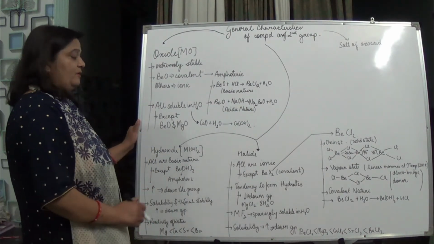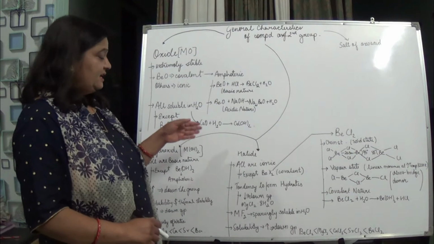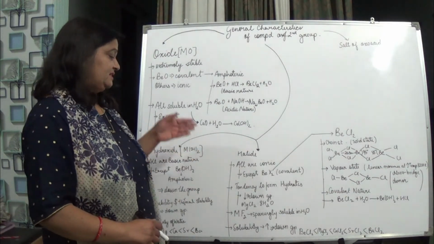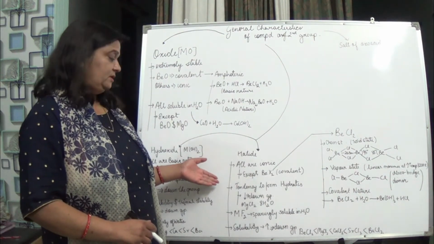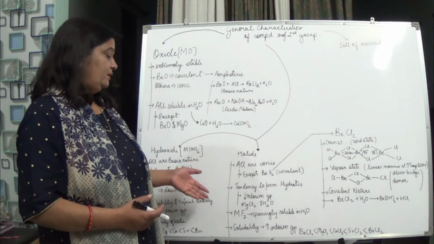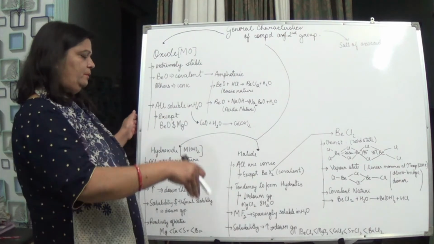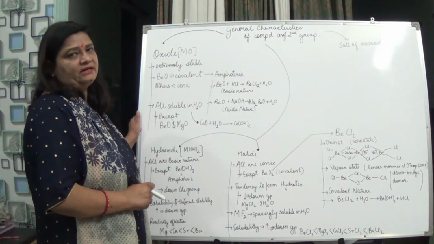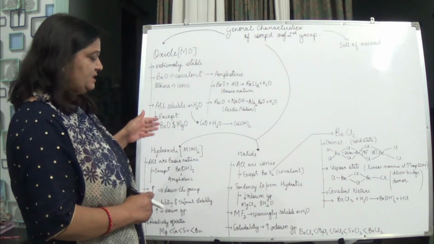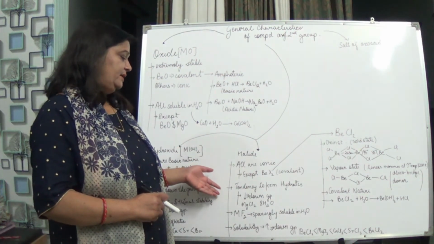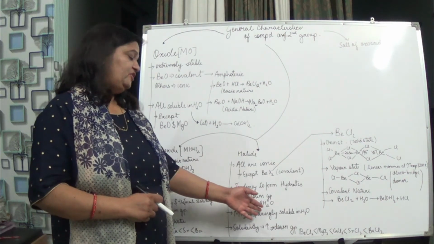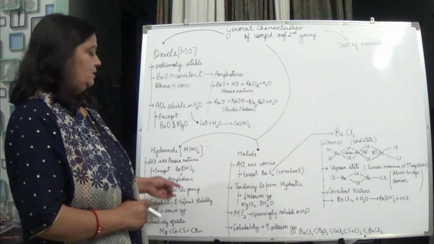Now when we talk about the tendency to form hydrates, these halides which are formed by the alkaline earth metals, as we go down the group, the formation of hydrates decreases. So basically you can see that magnesium chloride forms hydrates with 8H2O.